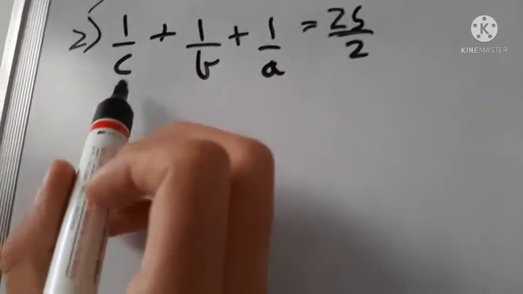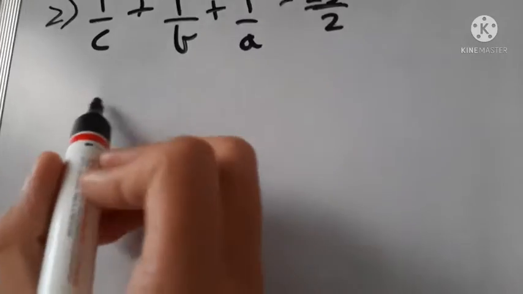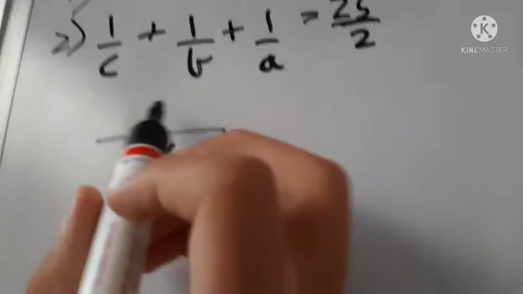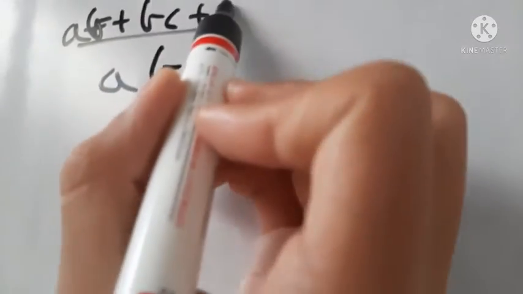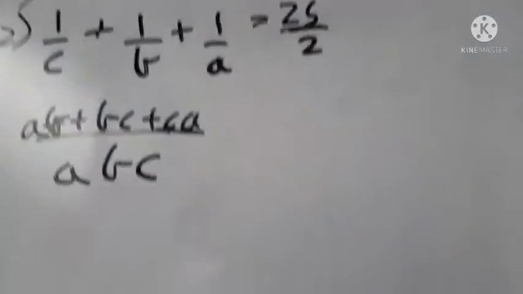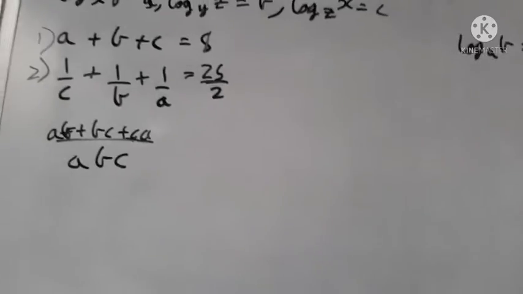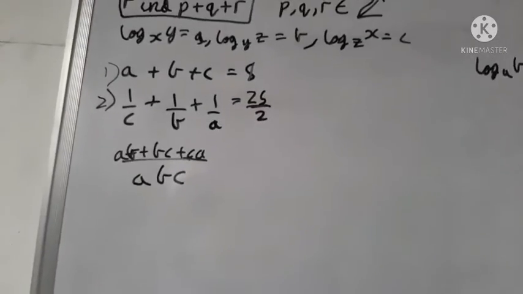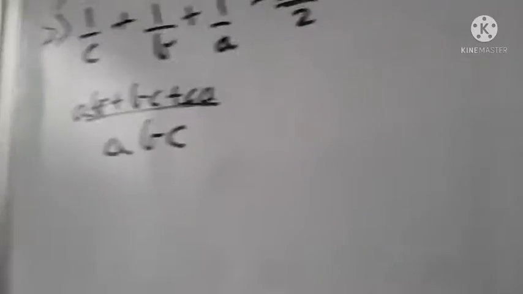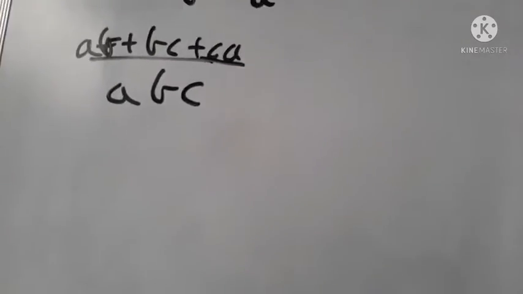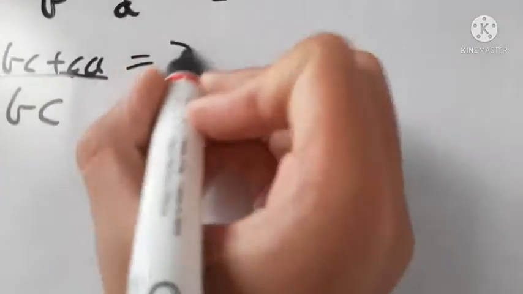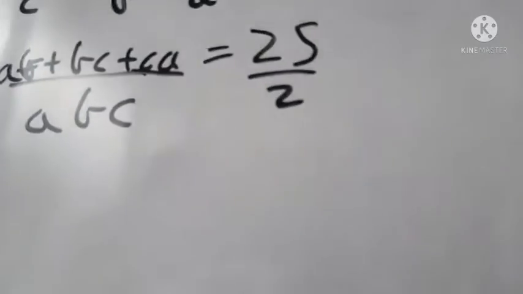So 1 plus 1 over. So we'll multiply the denominator, so abc, and the top is ab plus bc plus ca. I think that's right. Yeah, I think that's right. Okay, 3 terms. Oh, yep, that's right. So that's 25 over 2.